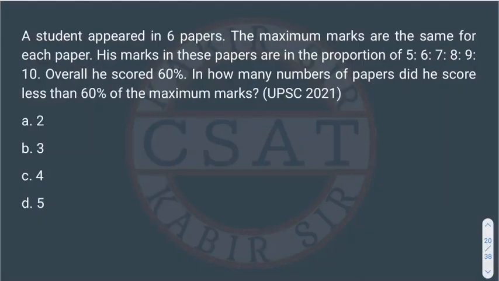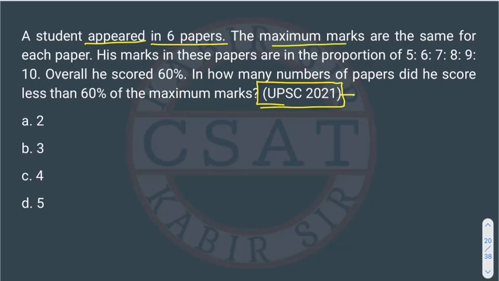Now this is the next question from percentage. This was asked in the UPSC 2021 CSAT paper. A student appeared in 6 papers. Don't get confused, you can also consider it like subjects. He is appearing in an exam of 6 subjects, as we normally do in the 10th, 12th, or in graduation.